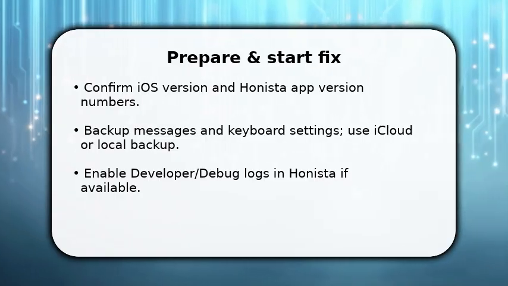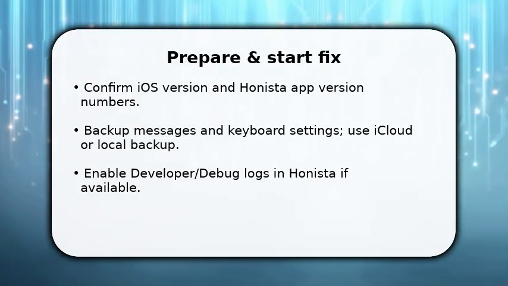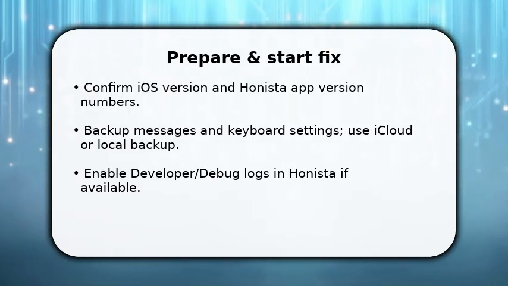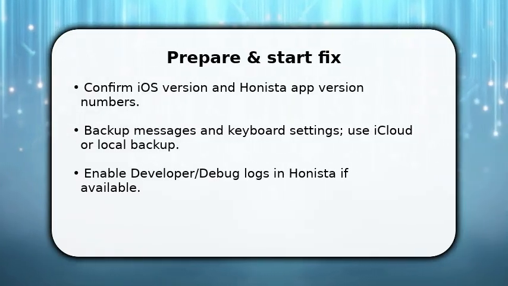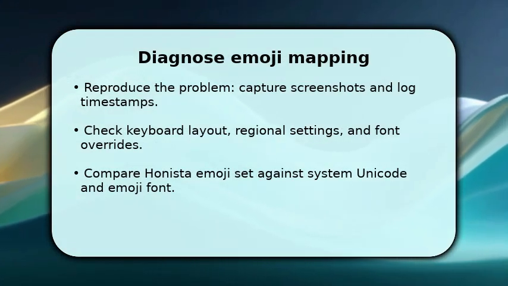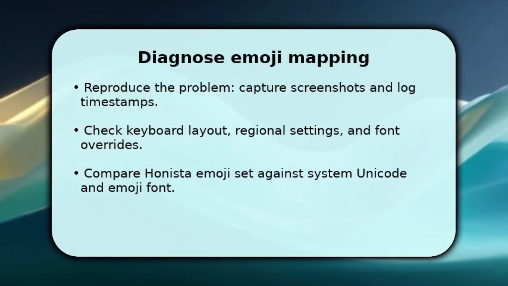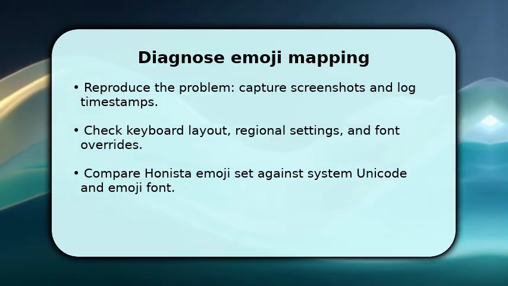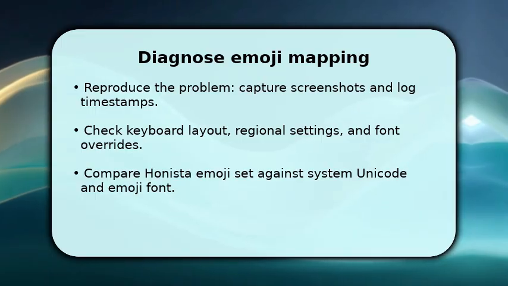Once done, enable Honista's debug or developer logs if the app exposes them. This gives diagnostic output to track emoji rendering flow and locate where the mapping fails. You now reproduce the issue while recording timestamps and screenshots to correlate with logs. Open Honista, send problematic emoji, and note whether replacement or blank glyphs appear.